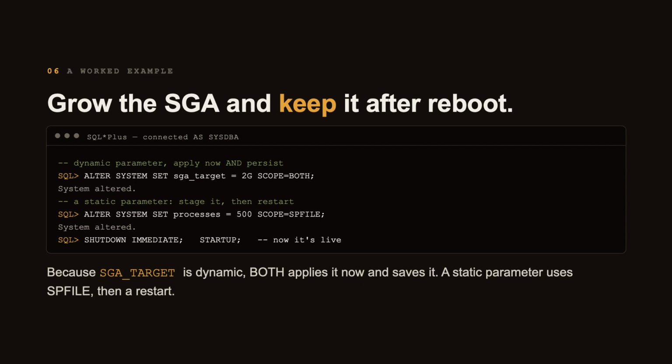Now, contrast that with a static parameter, like the maximum number of processes. You can't change that live, so you'd use scope equals SPFILE to stage it, and then shut down and start up to make it take hold. Same ALTER SYSTEM command, different scope, because one parameter is dynamic and the other is static. See how the two ideas, dynamic versus static, and the scope clause, click together? That's the whole chapter in one example.